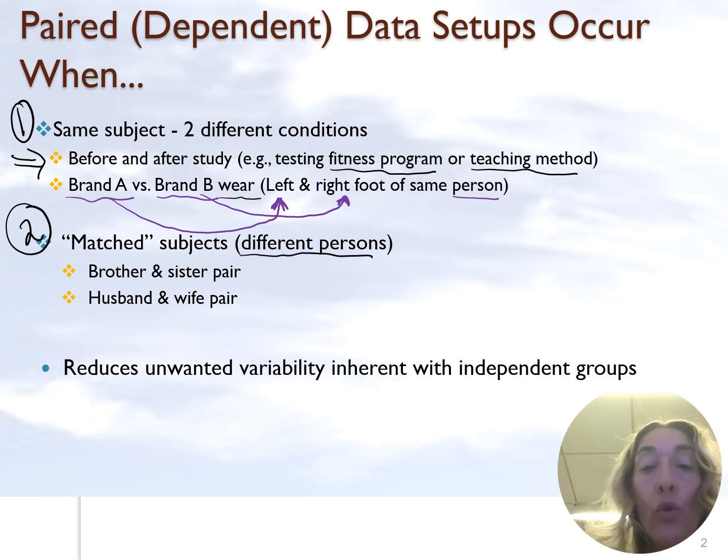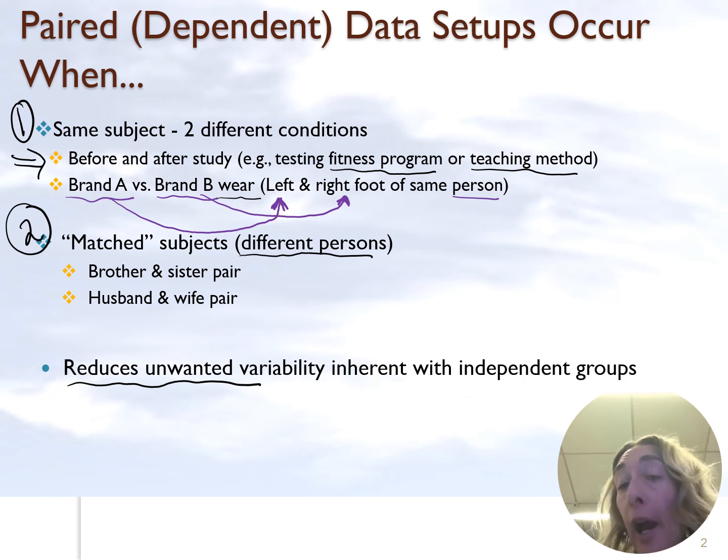Now, the second case of a paired or dependent data setup occurs with matched subjects studies. Again, two different persons, but they're matched in some definitive way, such as a brother and sister pair, or a husband and wife pair, or puppies from the same litter. In general, paired data setups reduce unwanted variability that would be inherent in testing your method with two completely independent groups or two completely different groups of people. So it reduces the variance.